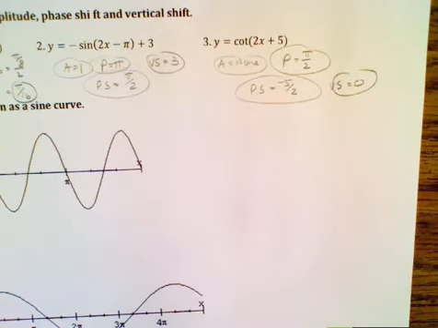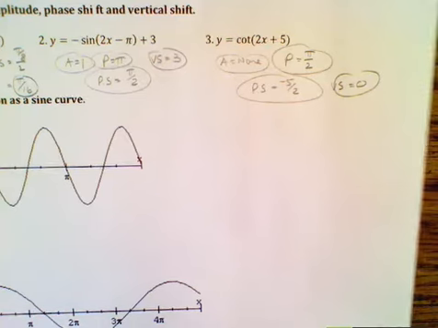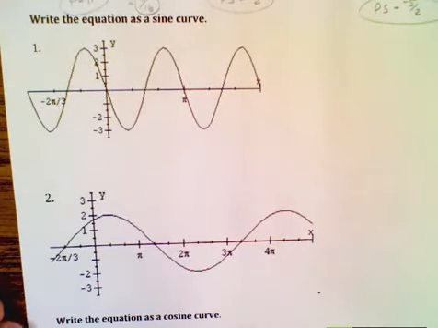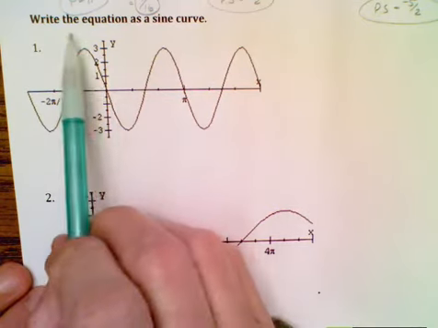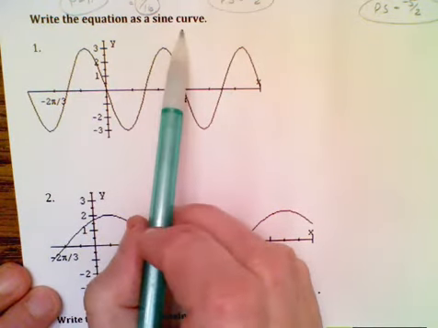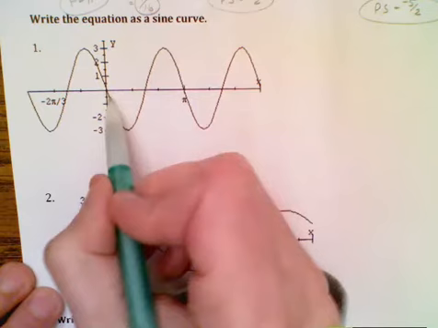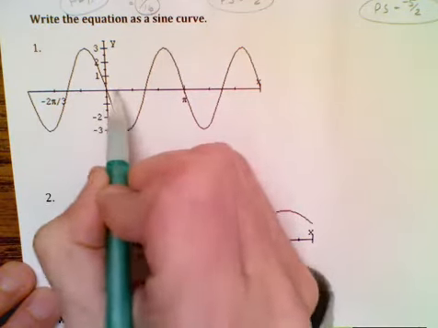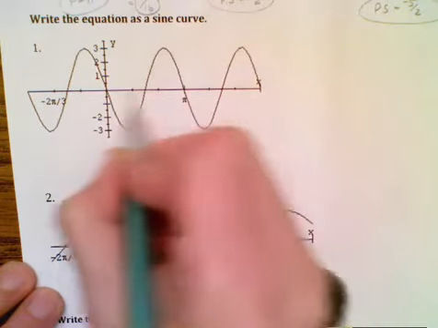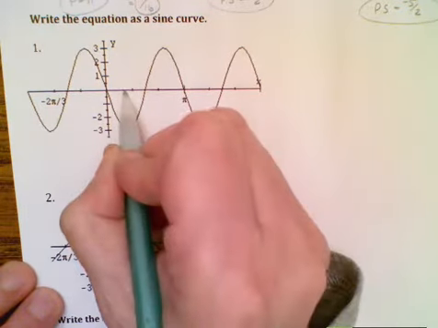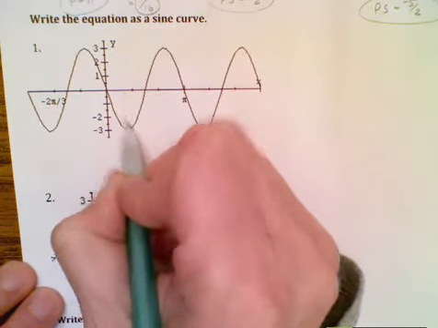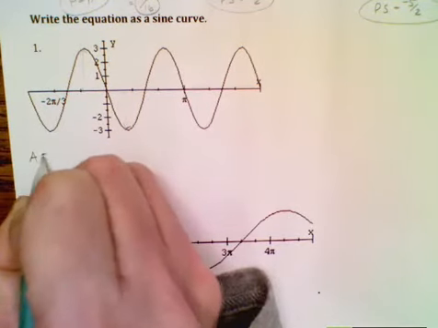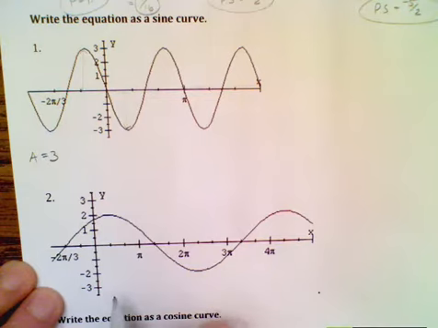Okay, so that's finding those things without worrying about the graphing piece. Then the curve fitting, where you have to write the equation as a sine curve. So you need to look at your graph and say, what's the amplitude? If you look, you have to make sure that this is the axis, if there's no vertical shift. So from the axis, I went down 3, and from the axis, I went up 3. So the amplitude is 3. I know that piece from the graph.